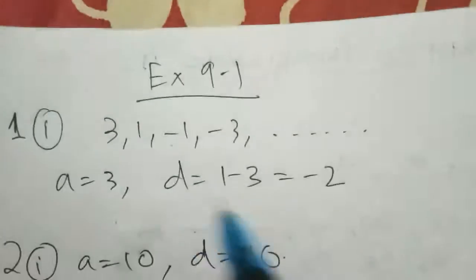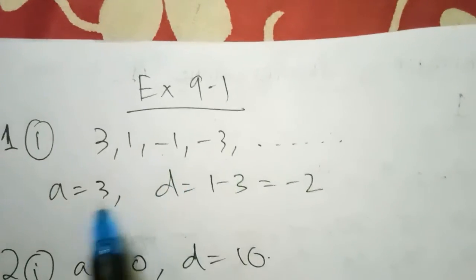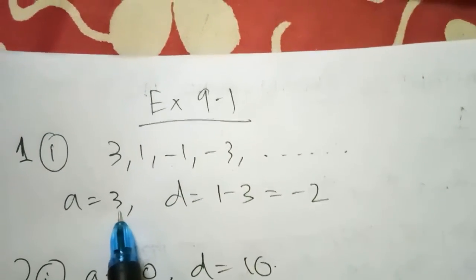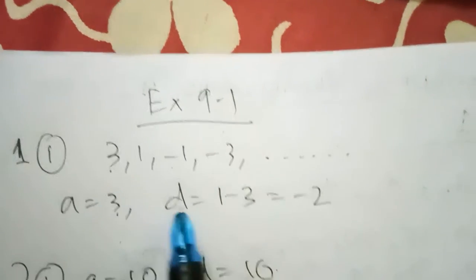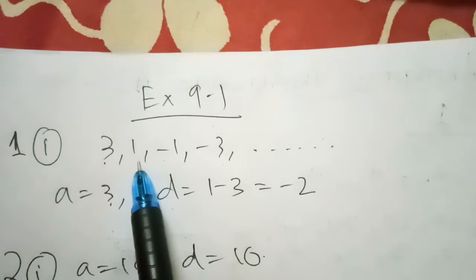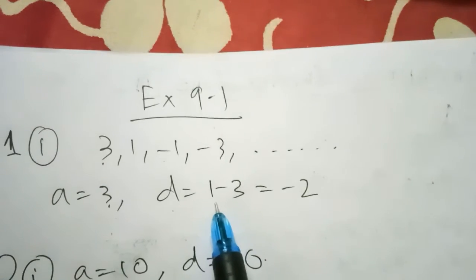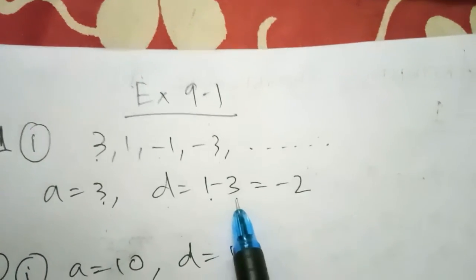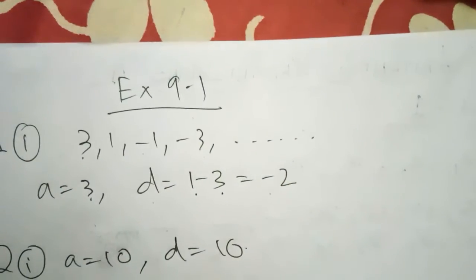Now I have done the solution. See: 3, 1, minus 1, minus 3. The solution: A will be what? The first term will be 3. This is the first term, and the difference is what? Second term minus first term. The second term is 1 and the first term is 3, so that is coming minus 2.